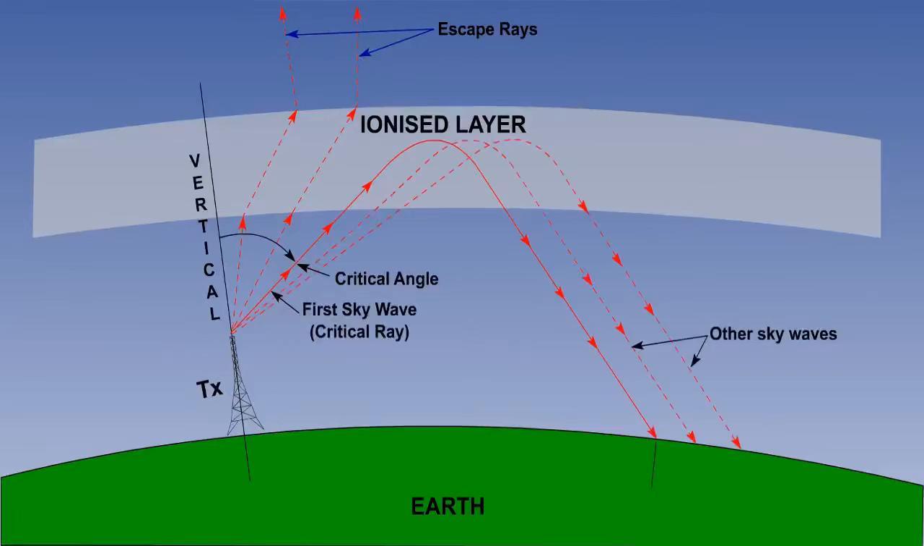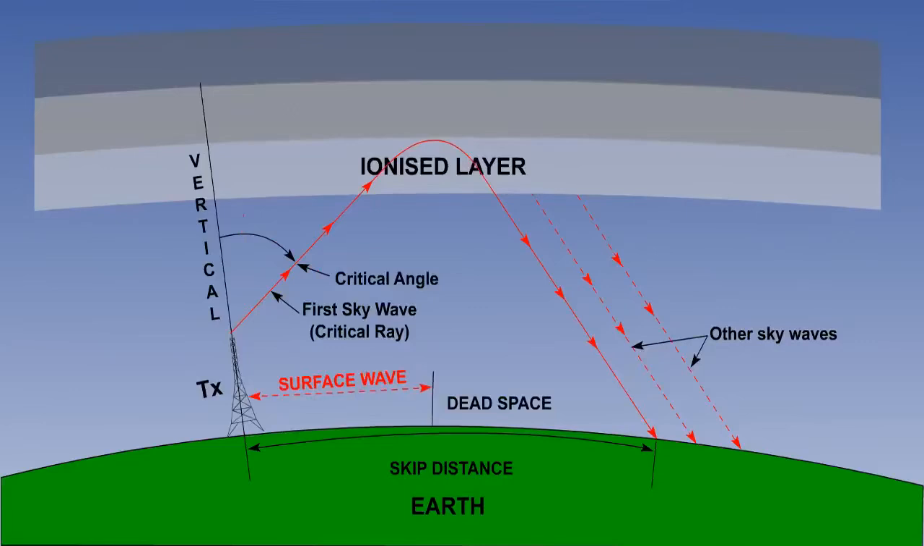But there will be many returning sky waves because radio waves fan out from the transmitter and they will reach the ionosphere at different places, and therefore they will return to Earth in different places. The distance from the transmitter to the point where the first returning wave comes back to Earth is called the skip distance. There is one other term that has to be known, and that is dead space.